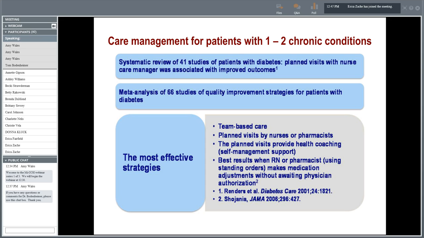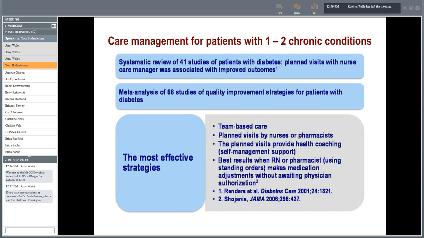Does anyone have a situation where an RN or a pharmacist can increase doses of diabetes or hypertensive medication? Oh, yes. Mercy Health. And is it an RN or a pharmacist or both? It's both. Excellent. So I know it varies a lot from one state to another.